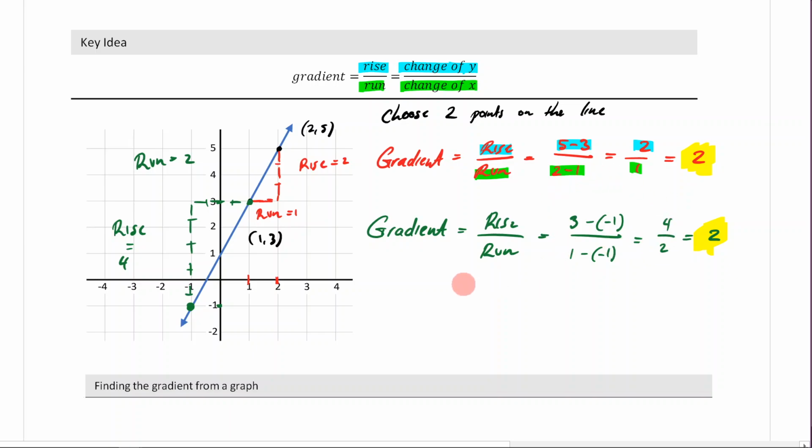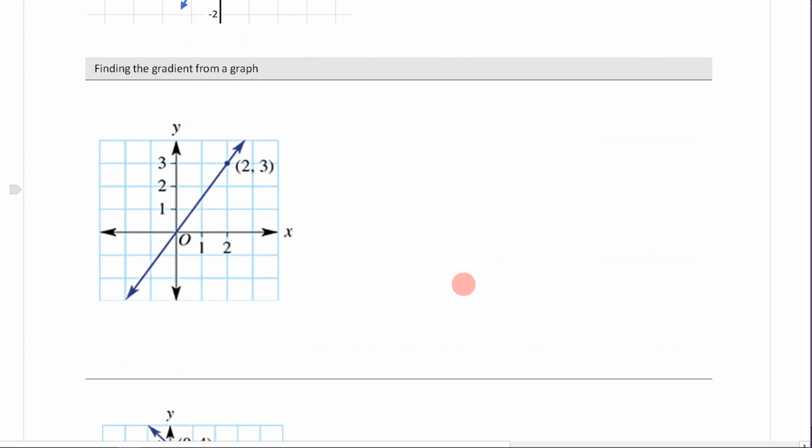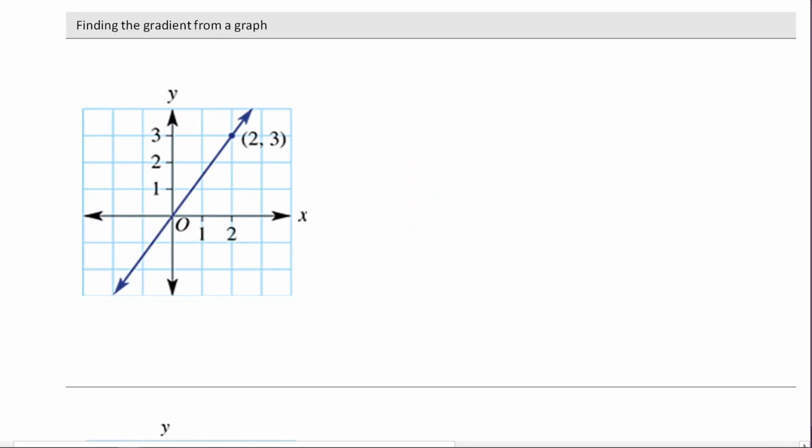The main important thing is that you can do questions like this. So here is the question. It's asking you to find the gradient of the graph. You might want to pause the video and see if you can do this one yourself.